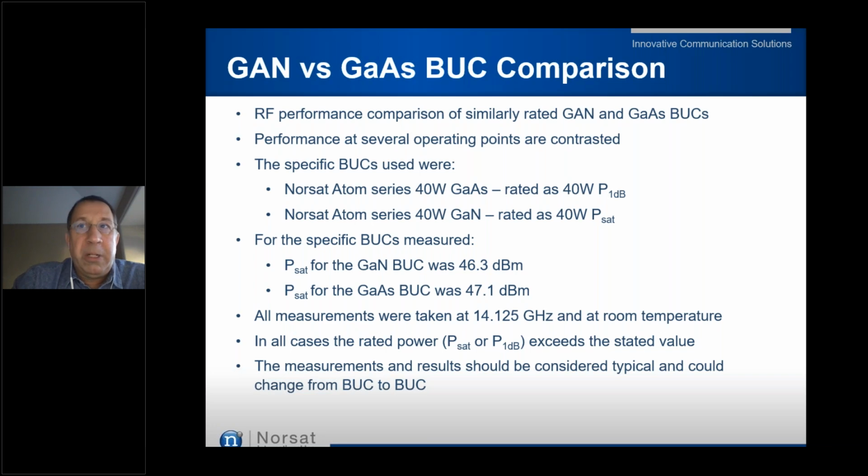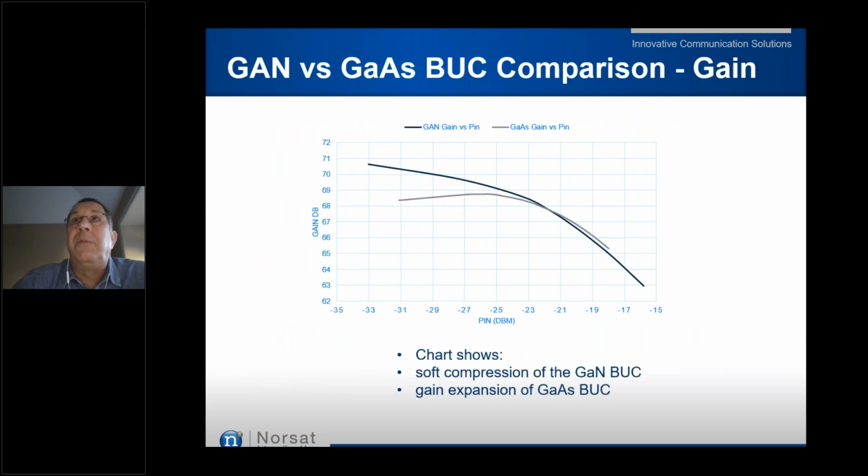We expect a little bit different performance. And all measurements we're taking at center frequency at room temperature, and they will vary over temperature, and they will vary from buck to buck. So this is a typical comparison. The first thing we'll look at is gain. The chart above shows the gain versus input power for the GaN versus GaAs buck.